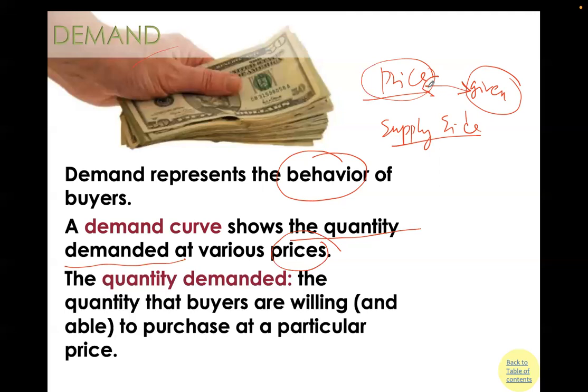Now, what is quantity demanded? Quantity demanded is, first of all, the quantity. Now here, there are two things I want to highlight. Number one, buyers are willing and they are able to purchase. This is at a particular price. So essentially, there are three things. Given the price, number one.